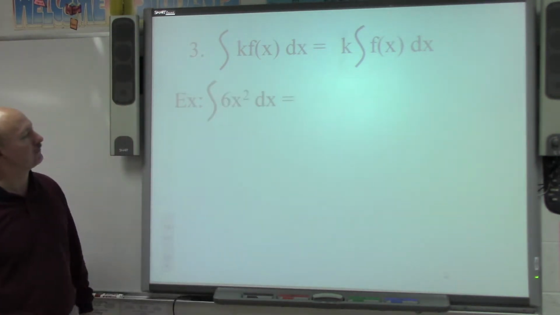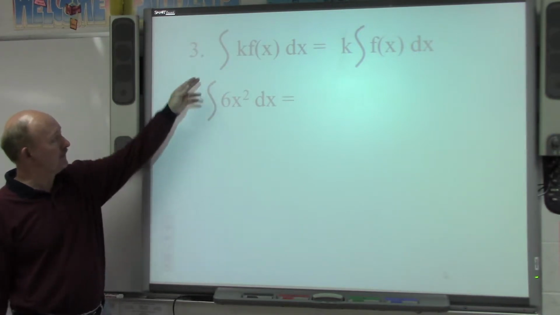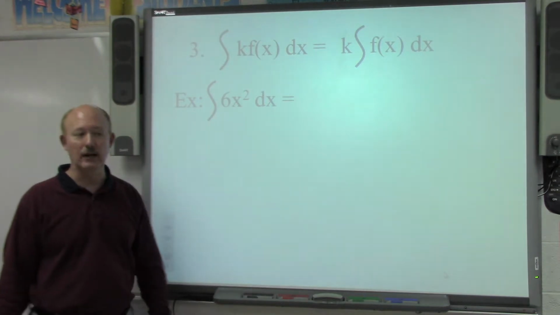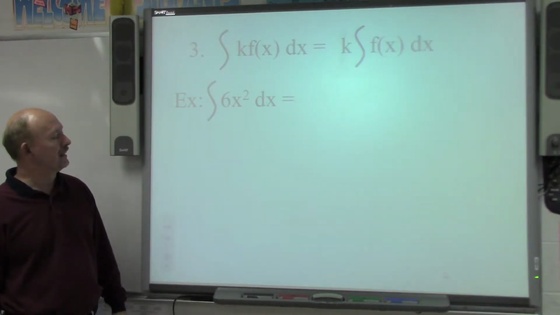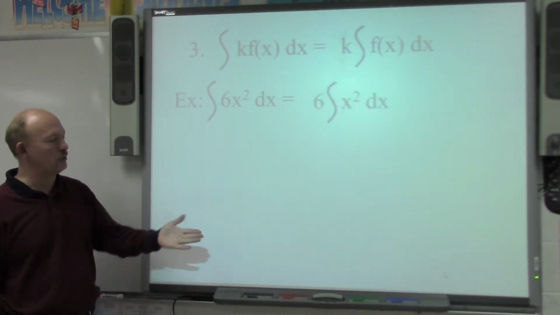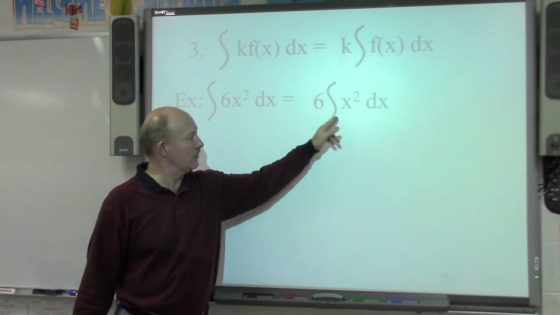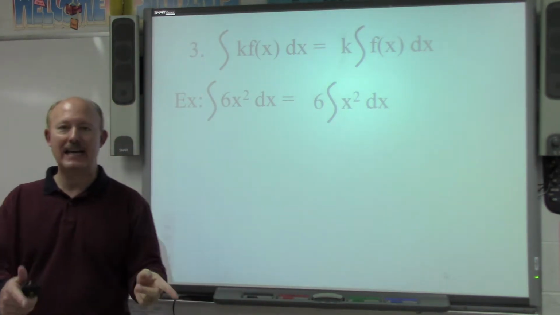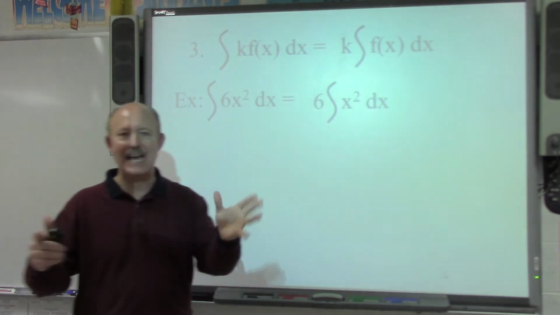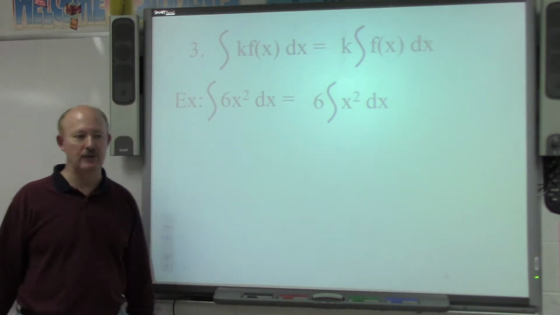So for instance, here's an example. If we have the integral, the antiderivative of 6x squared dx, this is our integral. 6 would be the constant multiple. So you can pull that 6 off and put it out in front of your integral, and then you're simply finding the antiderivative of x to the second power. Then you would simply multiply whatever you get times 6. Now, I'm not going to do that. I just want to illustrate the example.